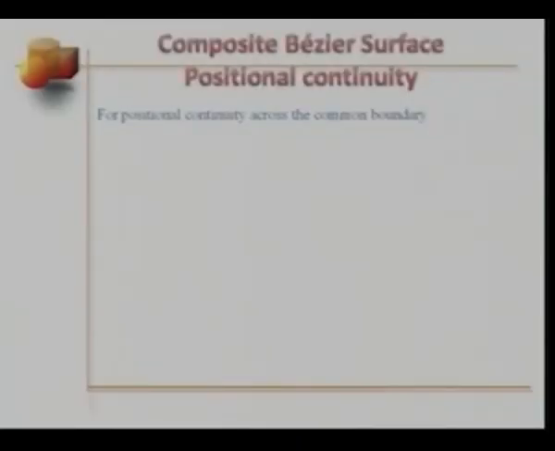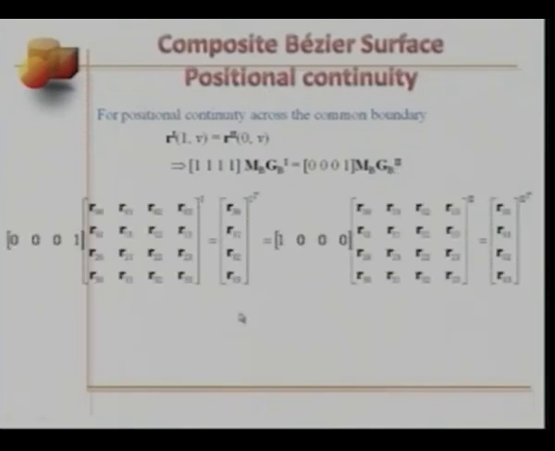For that, across the common boundary, R1 for U equals 1 and any V should be equal to R2 for U equals 0 and any V. This would mean that a row vector 1, 1, 1, 1 times M sub B, the Bezier coefficient matrix, times the geometric matrix for the first patch should be equal to 0, 0, 0, 1 times M sub B times the geometric matrix for the second patch. Let me flash this relation for you here.